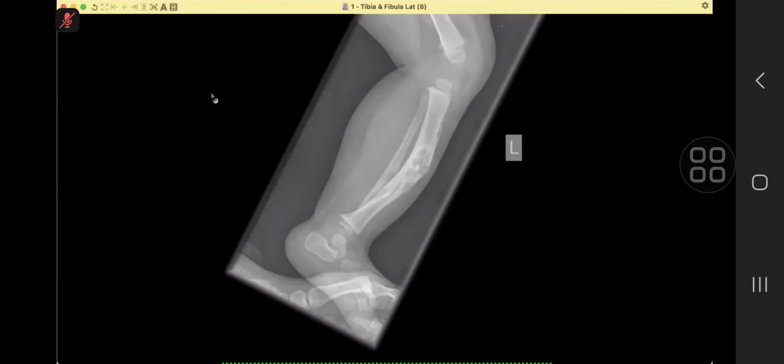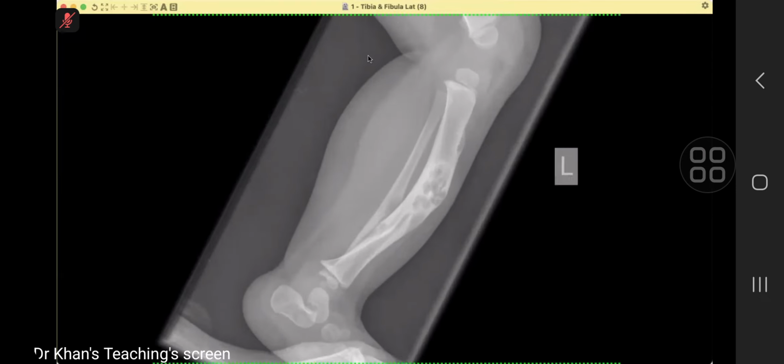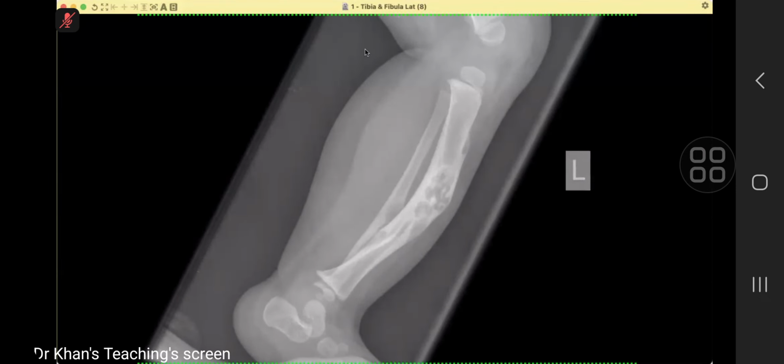We have got a lateral view also. Yes, in the lateral view, sir, there is a mixed sclerotic lytic lesion, predominantly a lytic lesion with surrounding dense sclerosis involving the diaphysis, with evidence of periosteal reaction and bowing.